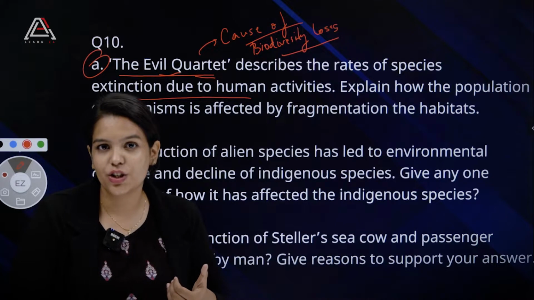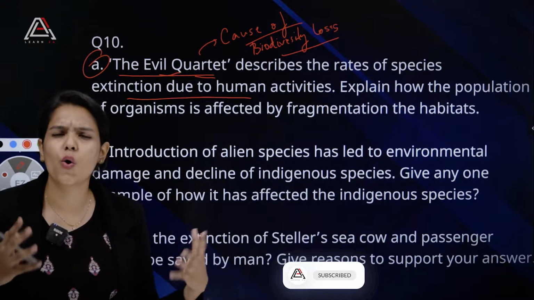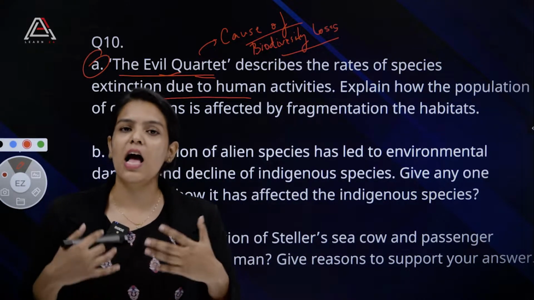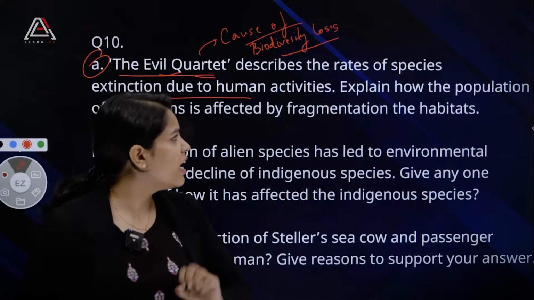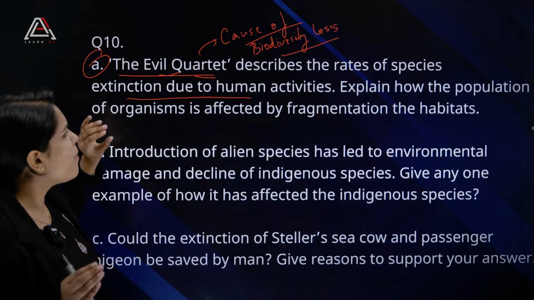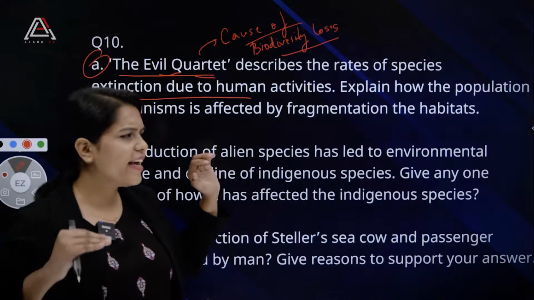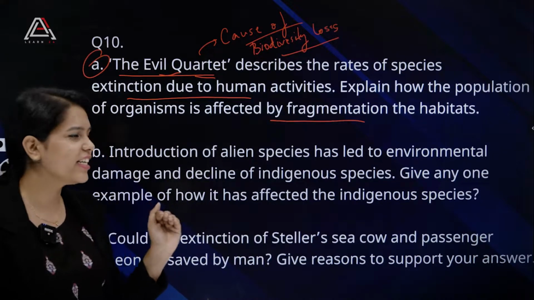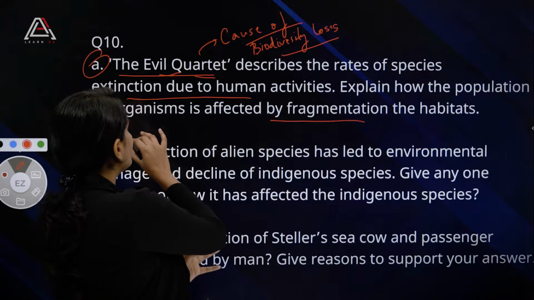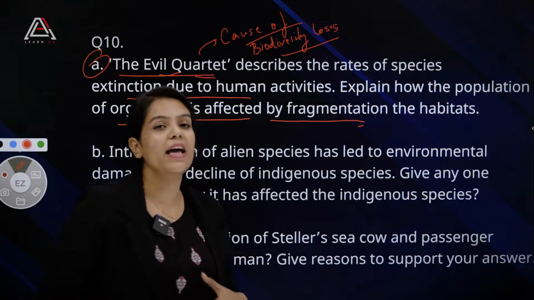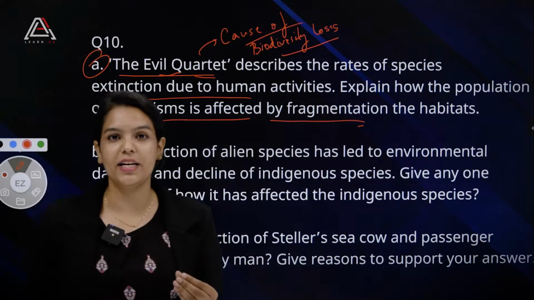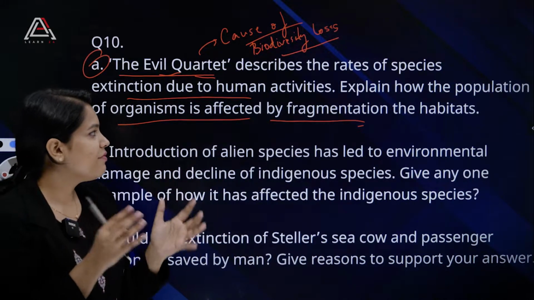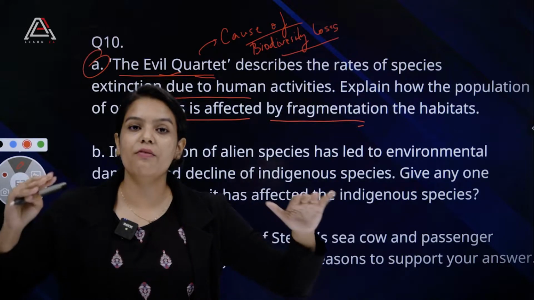So what are the different causes of biodiversity loss? First is fragmentation, alright. Then they are talking about overexploitation, and then alien species invasion, and then co-extinction, right. So from those 4 causes, here the question is asked from fragmentation. Okay, so the question here is: explain how the population of organisms is affected by fragmentation of habitat. You have to answer how it is affecting when a habitat is being fragmented.